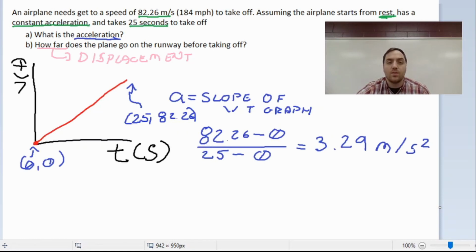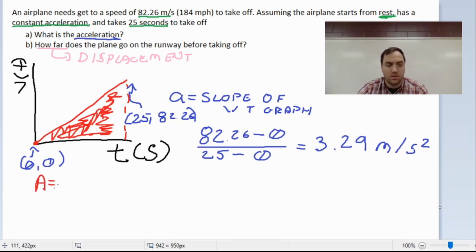Now, as for the second part, which we'll do here in red, we'll want the displacement. For a velocity time graph, we said the displacement is equal to the area. So it's this. We have a triangle here. So in this case, our area is going to be 1/2 base times height. Half doesn't change, it's a constant, but my base is 25. How did I get 25? Well, it's the time, 25.